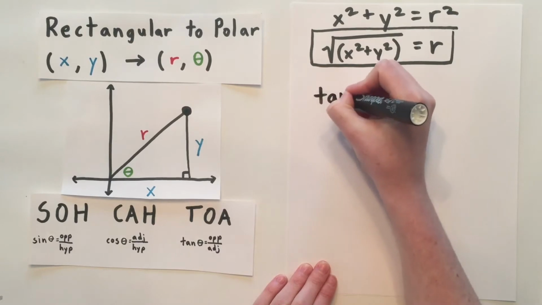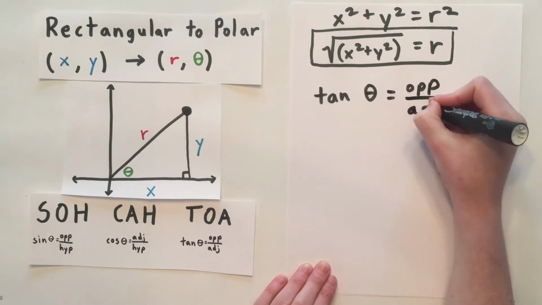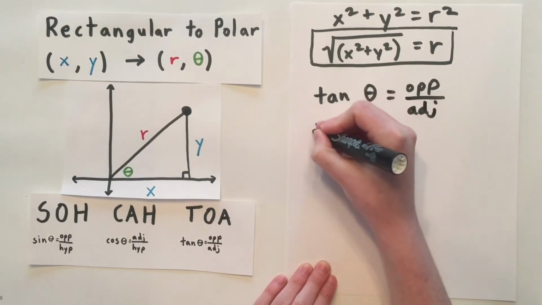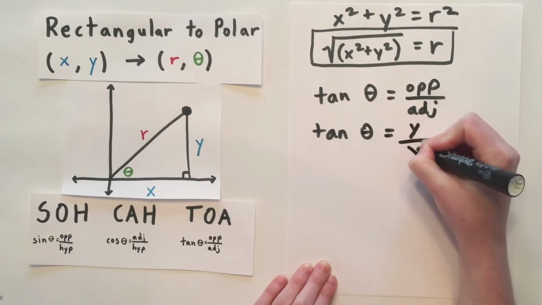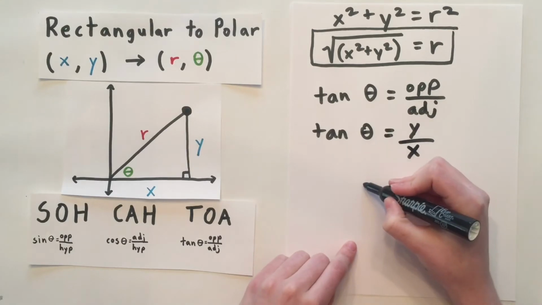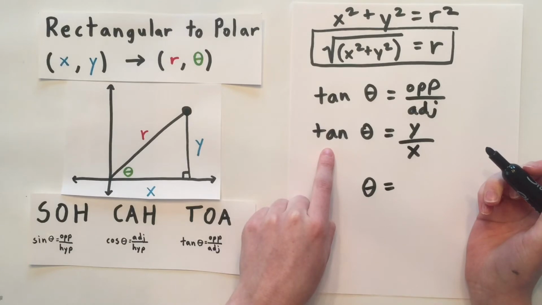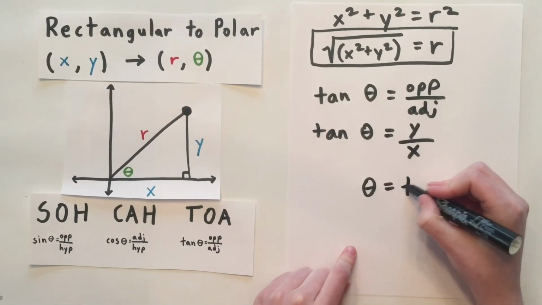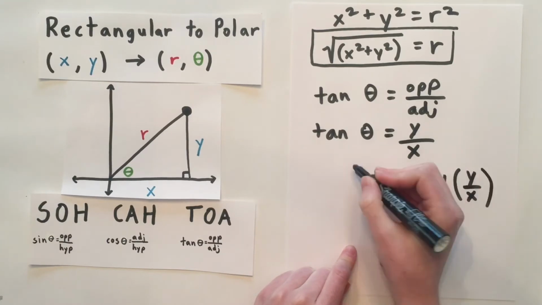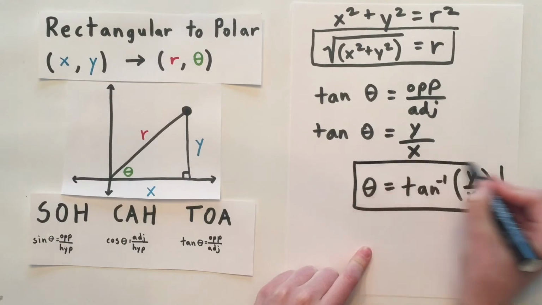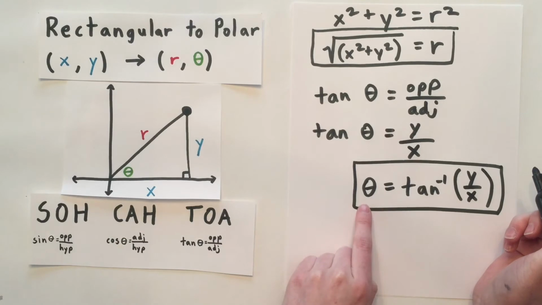So, tangent of theta equals opposite over adjacent. Or in our case, tangent of theta equals y over x. Now, if we want just theta on one side like we wanted it with r, all we have to do is take the inverse tangent of both sides to get theta alone. And we are left with an equation that, when we are given x and y, we can plug them into this equation to find theta.